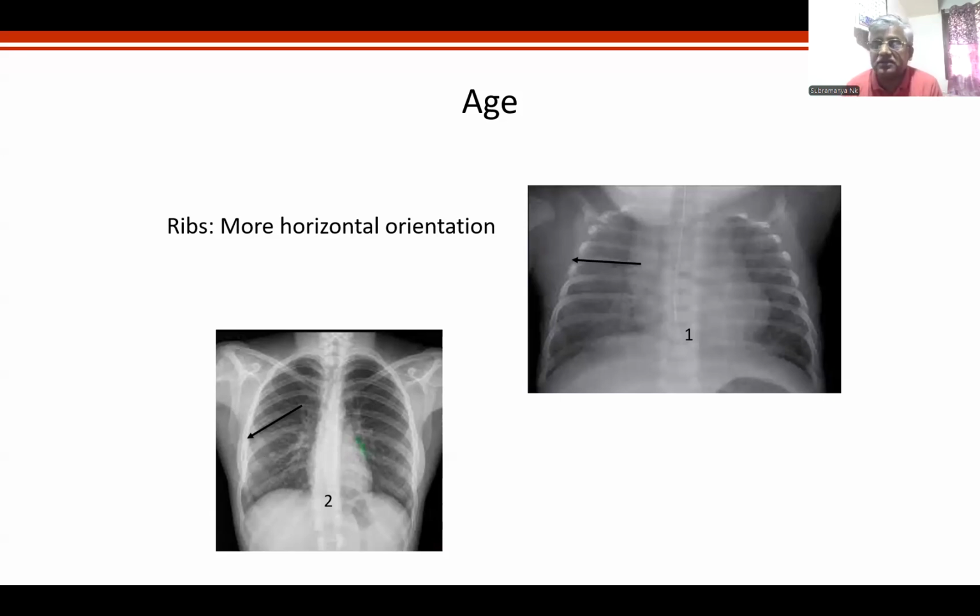I don't know, can you see my cursor? Can you see my cursor here? I'll repeat it for you if you want.